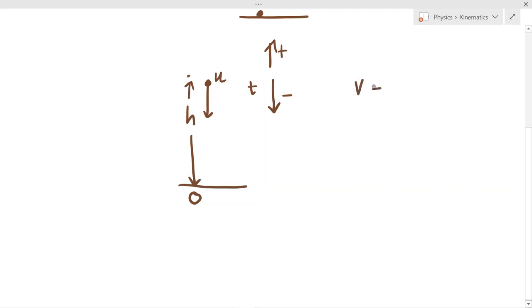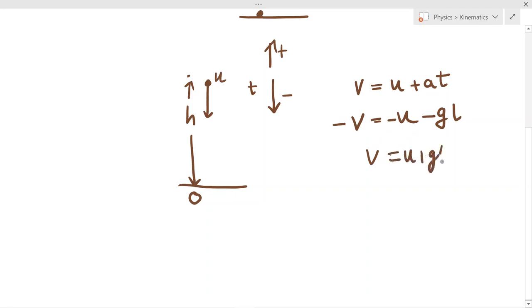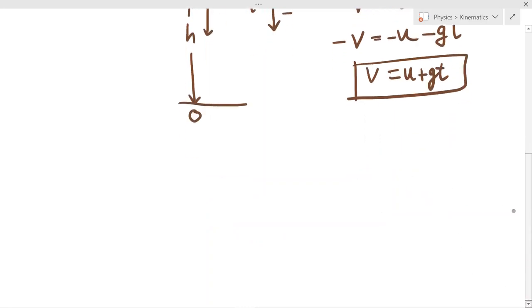So v will be u plus at. We already know this, but now v is pointing downwards, so we have to write minus v, and u is also pointing downwards, so this is minus u, and a is also pointing downwards, so minus g into t. So this becomes v is equal to u plus gt. So depending upon sign conventions, we have to find.